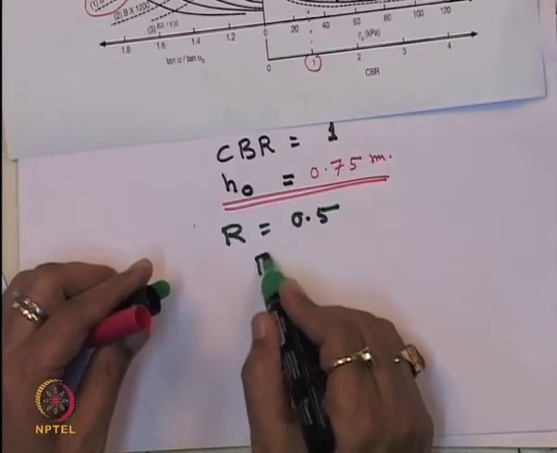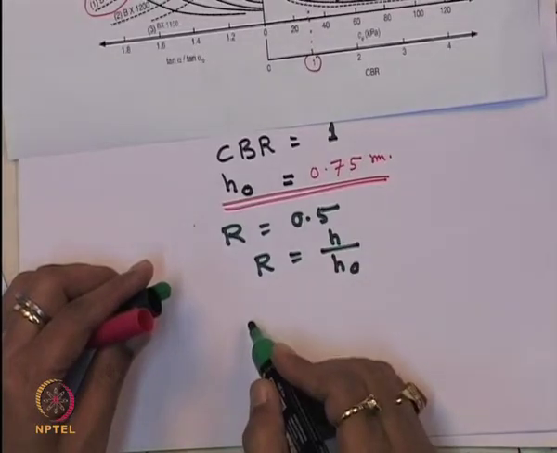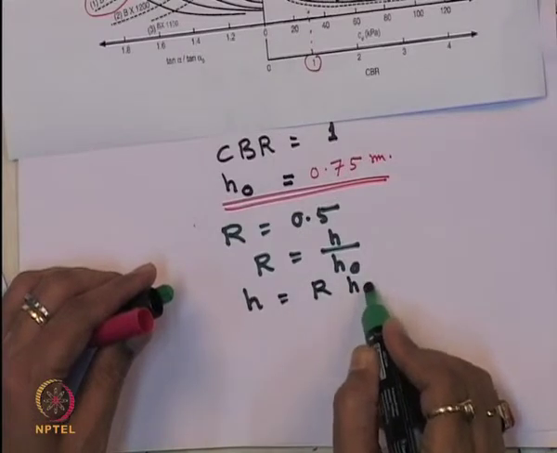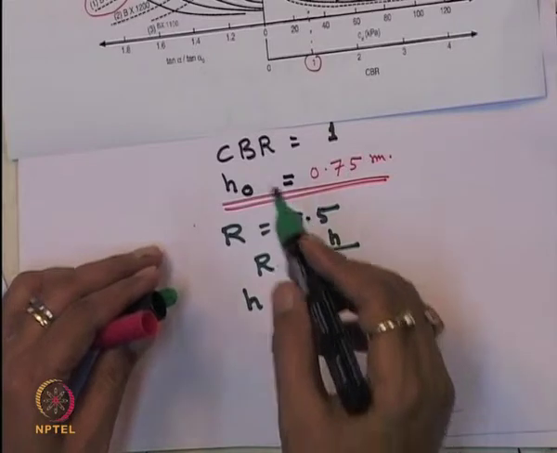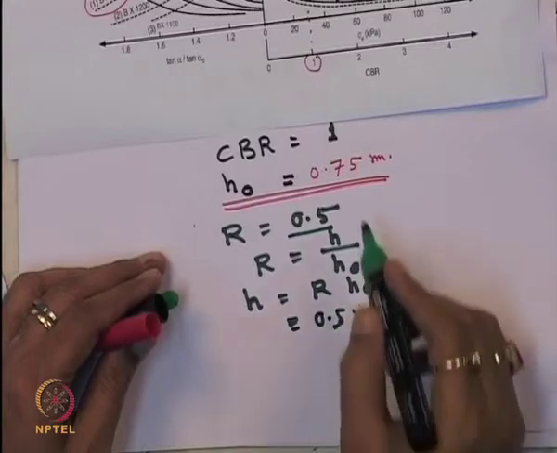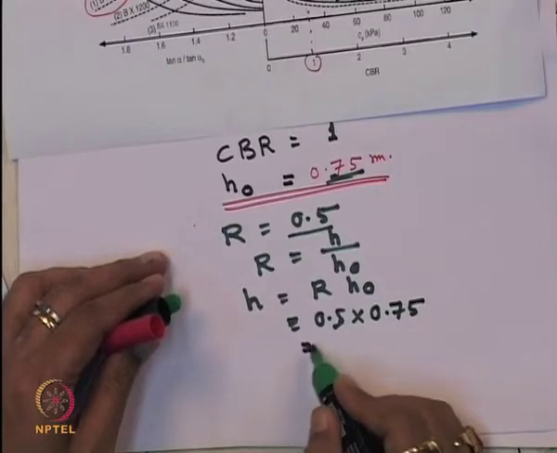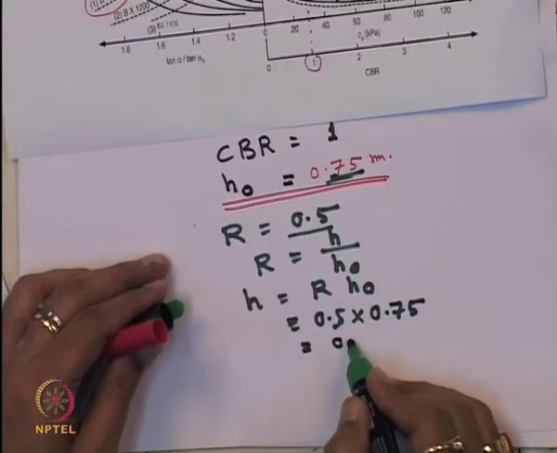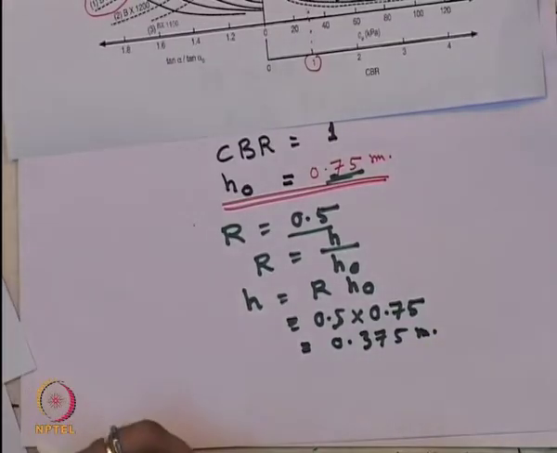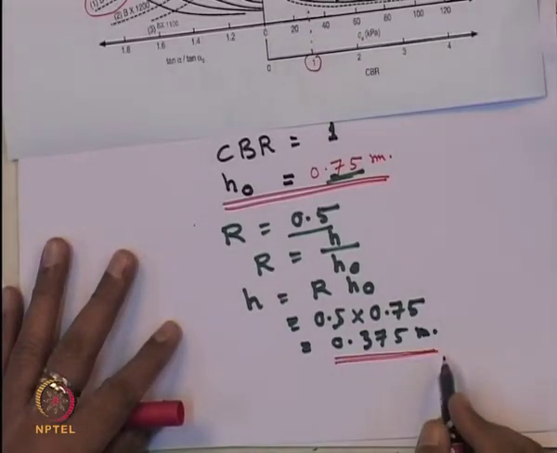So we know that R is equal to H divided by H0. So H will be equal to R into H0. What is R? R we have obtained as 0.5. So this will be 0.5 into H0, which is 0.75. This will give you about 0.375 meter. So with geogrid, the thickness of the pavement is 0.375.